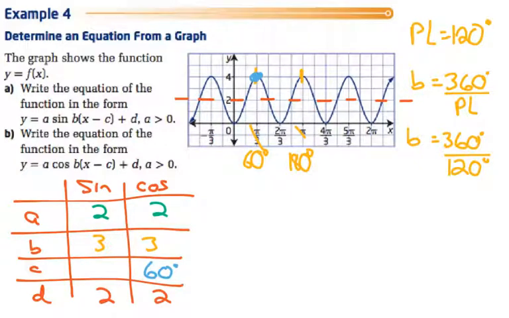With sine, we don't start at the peak, we actually start at the midline, and we have a midline intersection right here, and that's at 30 degrees. So for sine, C will be 30 degrees.